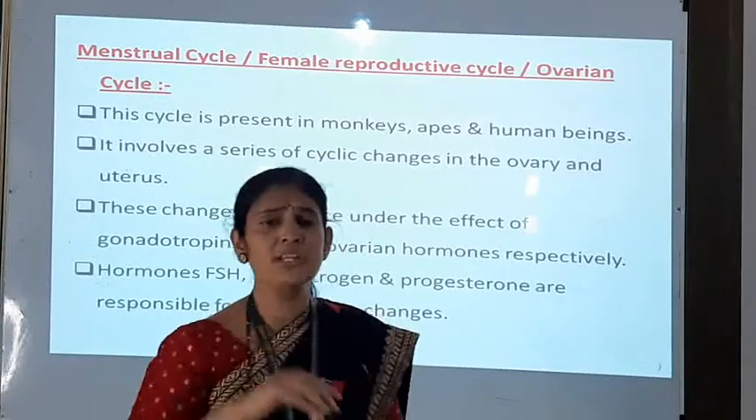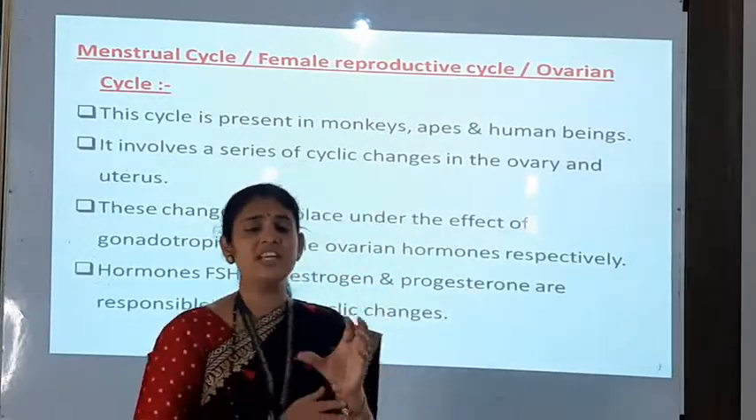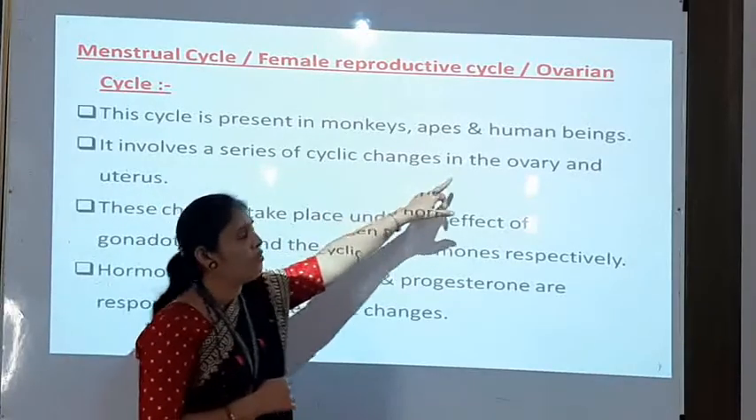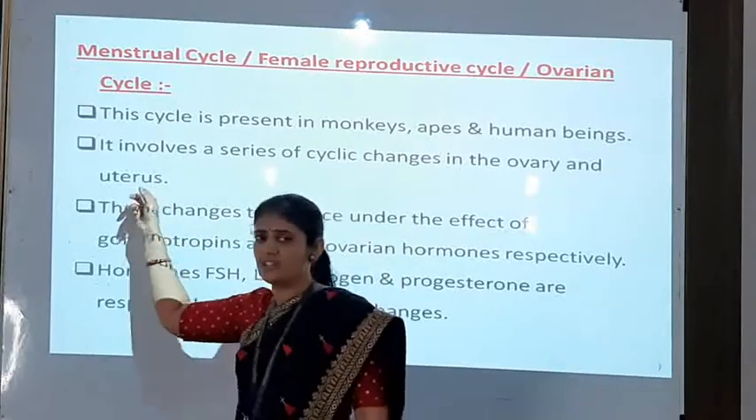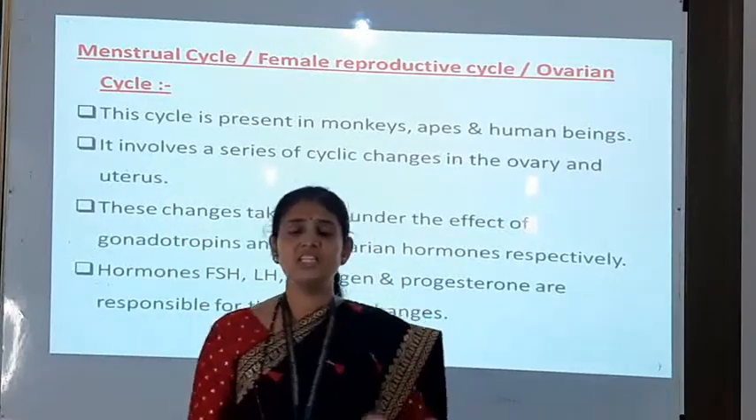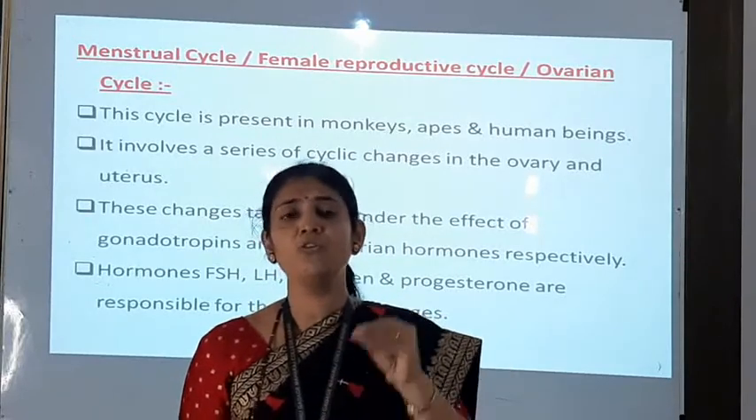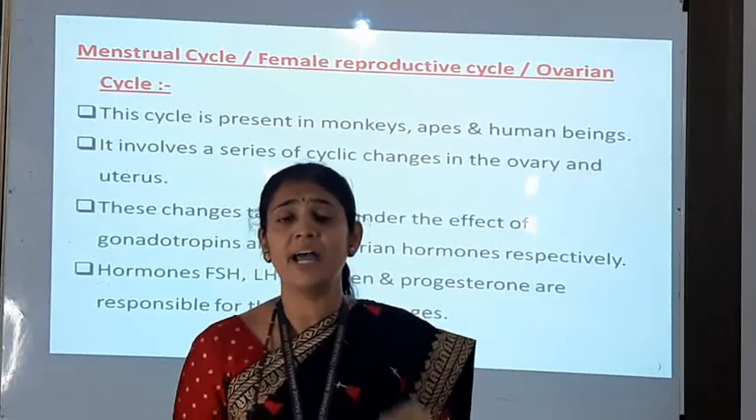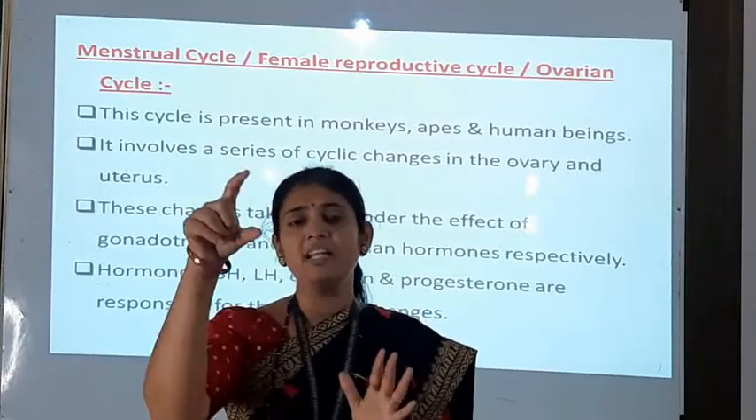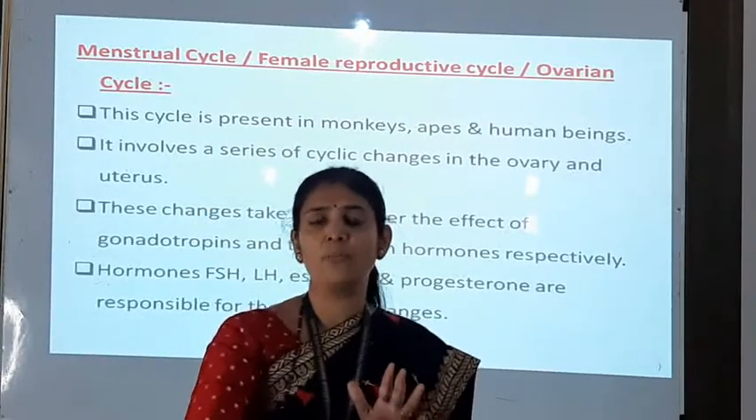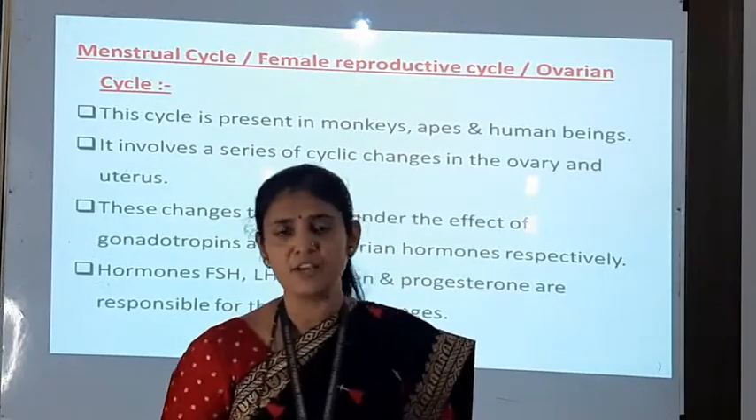Means during the menstrual cycle what happens, you see, there are some developmental changes taking place in the ovary, and there are some developmental changes taking place in the uterus. Ovarian changes are taking place due to the action of gonadotropins, which are secreted by the pituitary gland present in the body. The pituitary gland secretes gonadotropins, they act on the ovary, and ovarian changes take place.